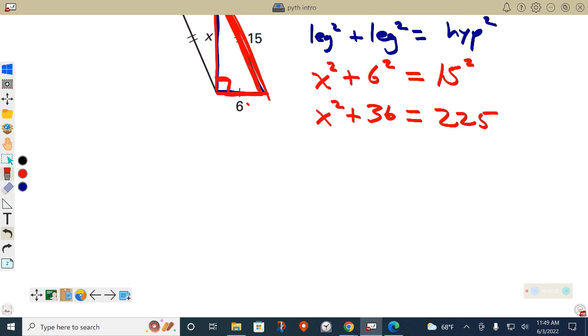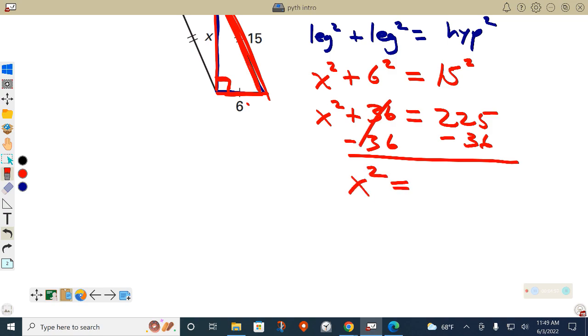So x squared plus 36 equals 225. Okay, we want to get x by itself. We want to get it isolated. And I've got to do something to both sides. Help. Subtract 36 from both sides, yes. I want to do the opposite of adding, so I'm going to subtract 36 from both sides. Love it. Because our goal is to isolate x. That means get it by itself. I got x squared equaling, watch this now.